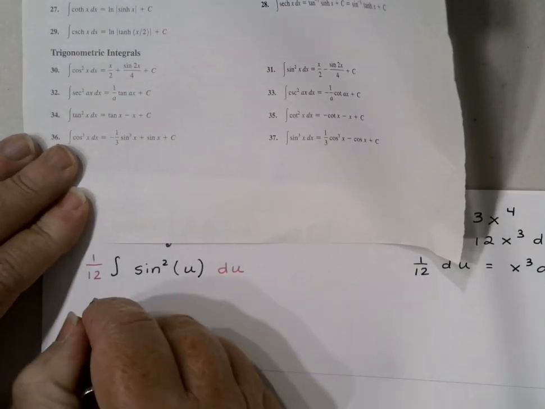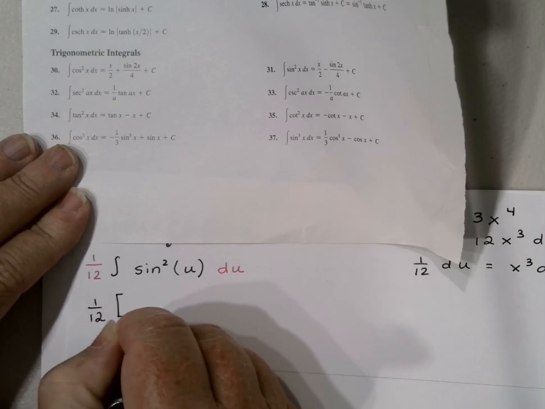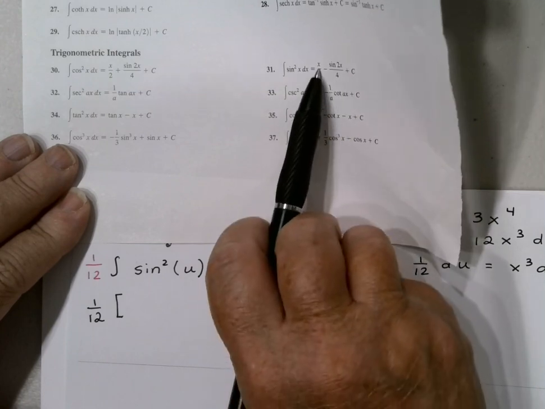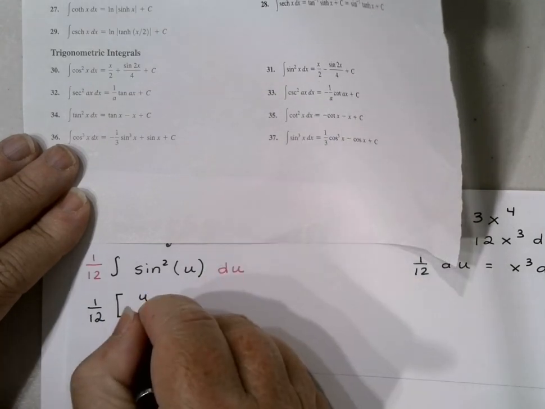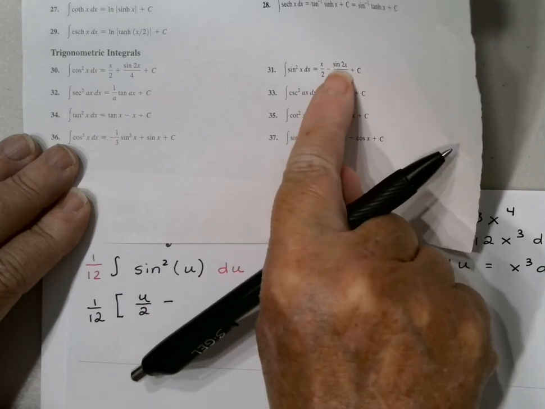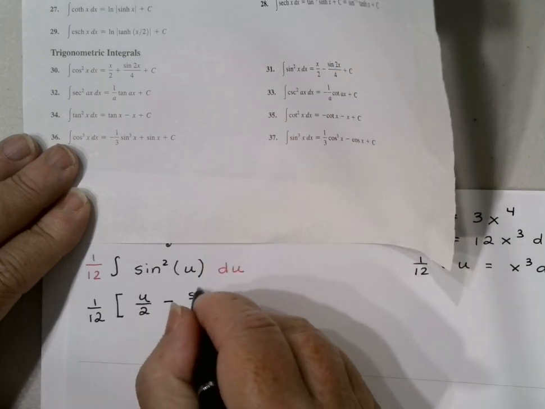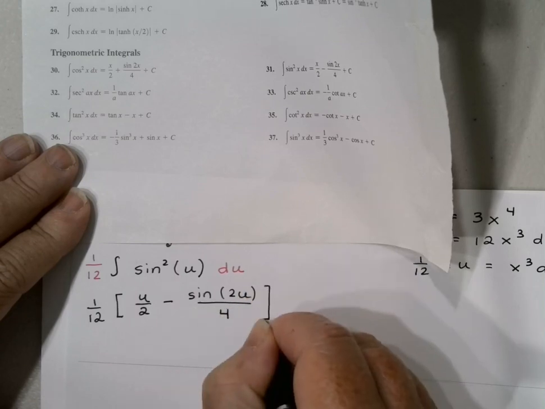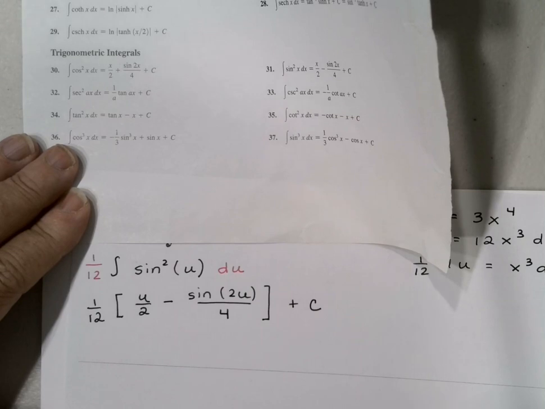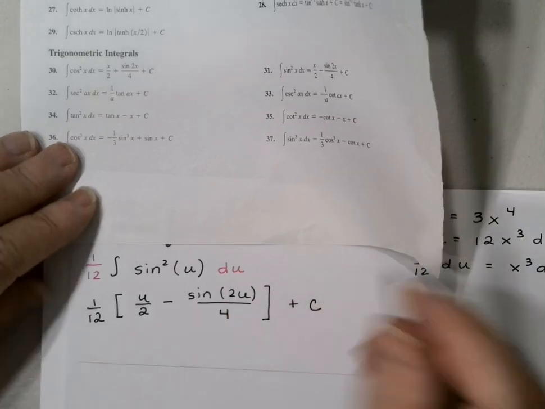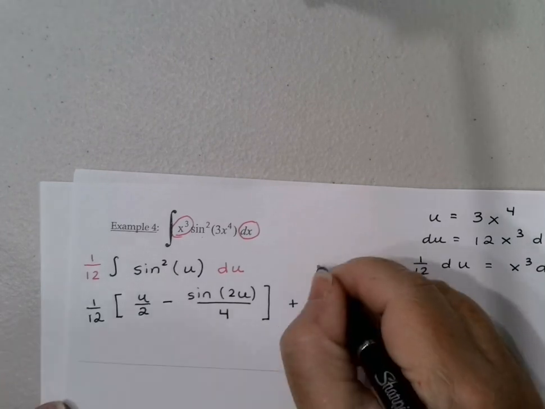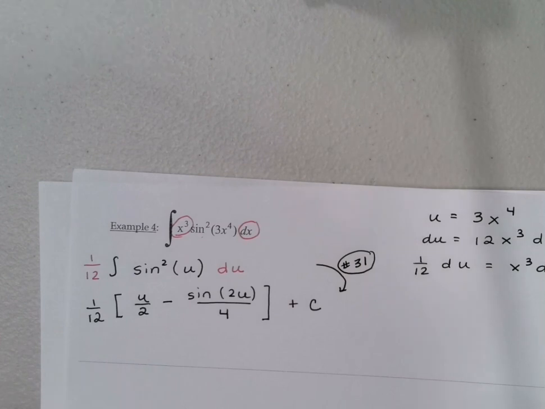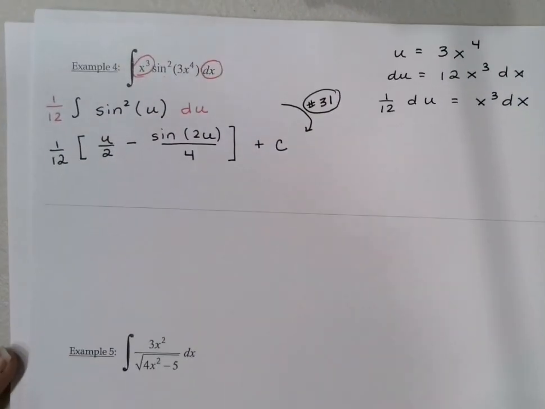And let's see, I have my 1/12. And other than the fact that the u is here, I'll have to plug a u in for the x. I'd have u over 2 minus sine 2u over 4 plus c. And that was number 31. Again, just documenting. All right, the integration is done.